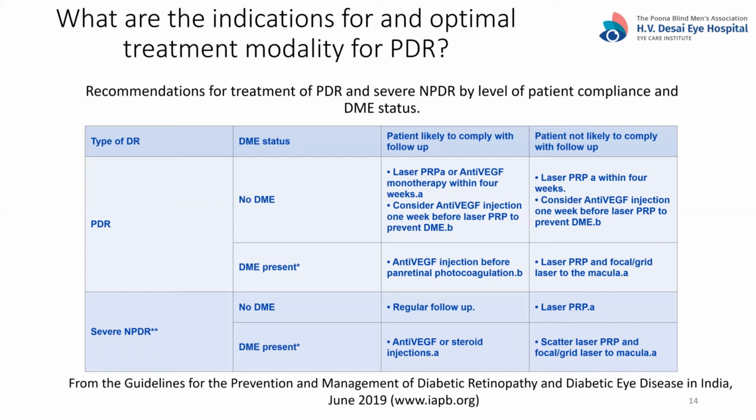The intensity of laser has to be titrated, because if we give too much laser, then the fibrosis can increase, and we also have to consider mainly the areas which are likely to have non-perfusion zones. So angiography can help in deciding how much to laser in patients with severe NPDR.